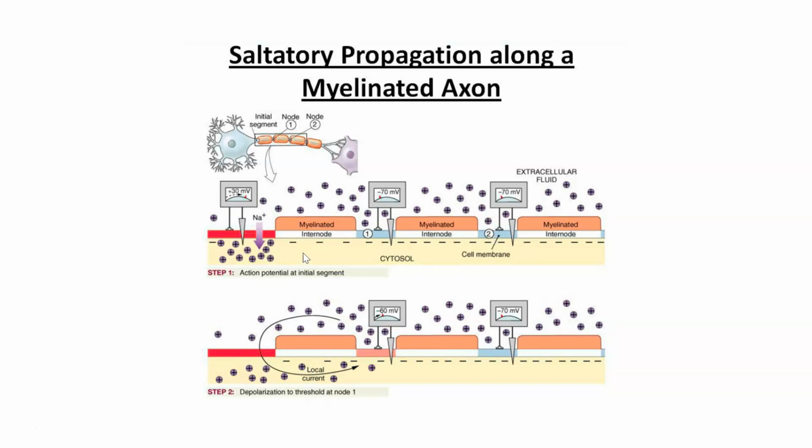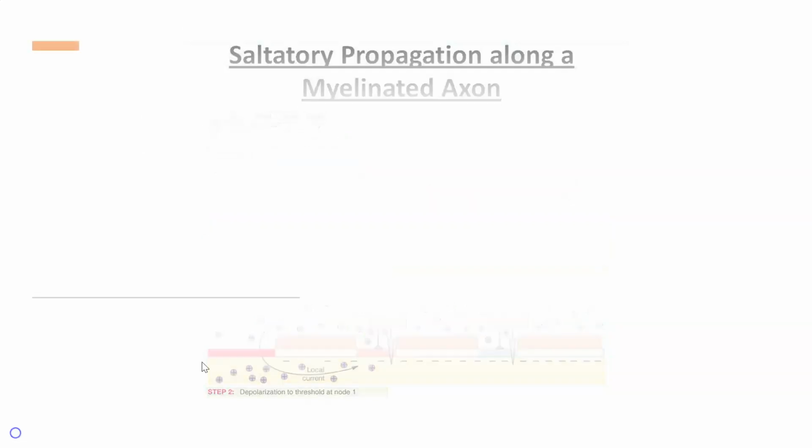Sodium ions enter. You've got a difference in electrical potential. You've got more sodium ions here than here. So the sodium ions move along, and that is causing our current to move along. That movement, diffusion of the sodium ions, causes the movement of the conduction, so the impulse.